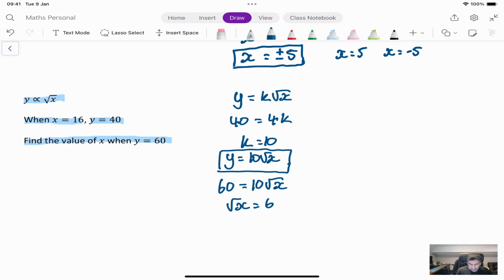And then to work out what x is, this time I need to square both sides. So to undo the square root of x, I need to square it. That's going to give me x. And then I need to do the 6 squared as well. The 6 squared gives me 36. So my answer for this last part here is going to be x is equal to 36.